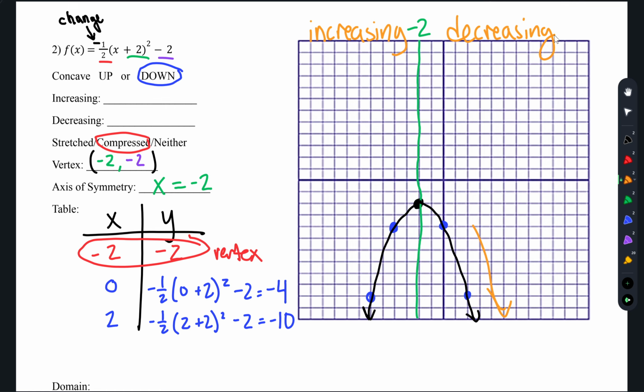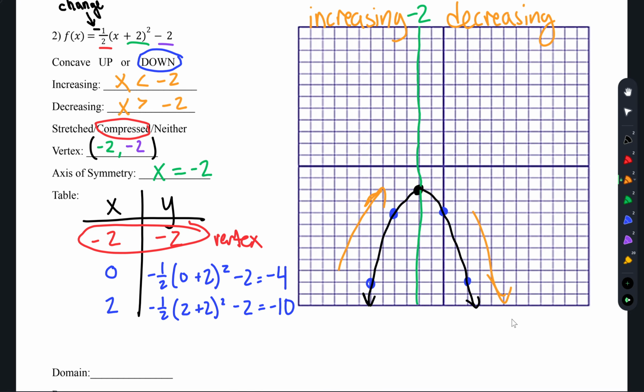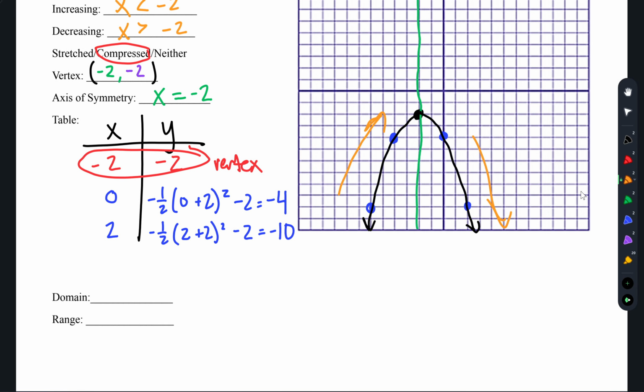And I'm going to write my inequalities. My increasing interval is all the x values that are smaller than negative 2. So x is less than negative 2. And all my decreasing intervals are all the numbers where x is greater than negative 2. Questions there?